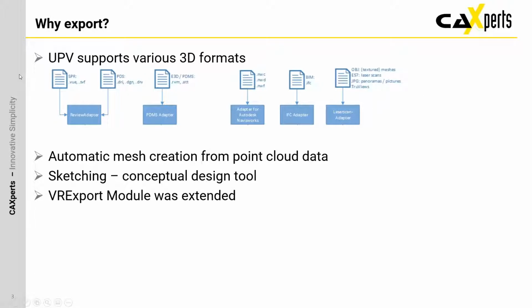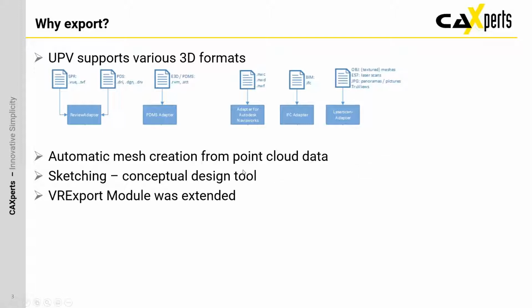And all of these data formats that we see here can be combined in Universal Plant Viewer. Obviously, as you have all your data combined in one viewer, this is the best position to do an export for feeding the data to any other application. As already mentioned, we do the automatic mesh creation for point cloud data, and those meshes that have been produced by the laser scan adapter can also be exported, as we will see later on.